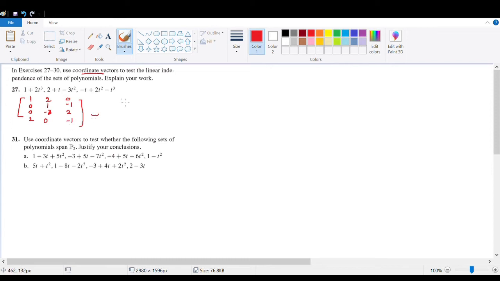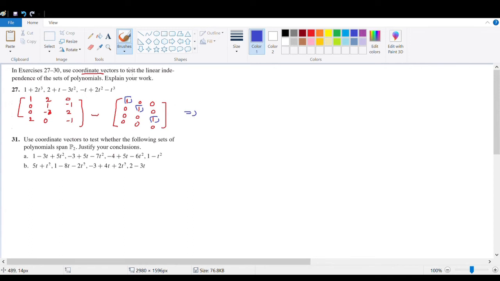We'll get the new matrix, the matrix in reduced echelon form, which is this one, 0, 0, 0, then 0, 0, 1, 0. Now since our matrix has 3 pivots, that means a pivot in each column, so the set is linearly independent.